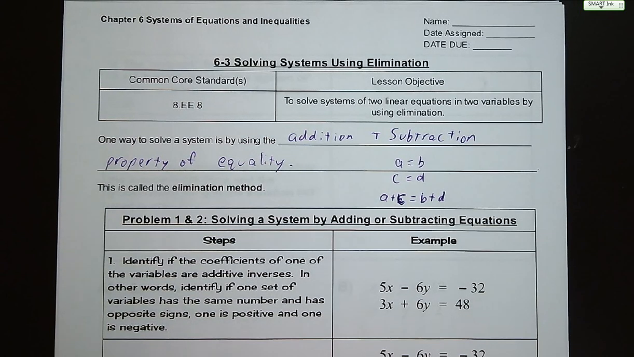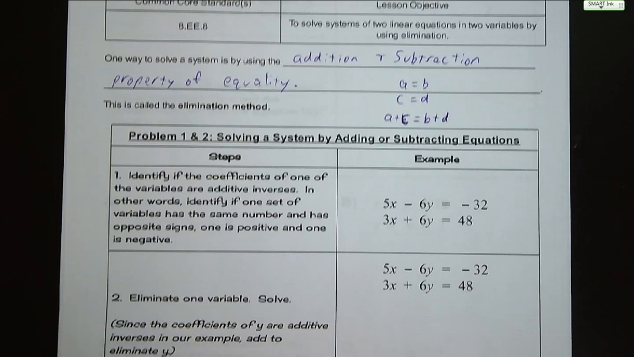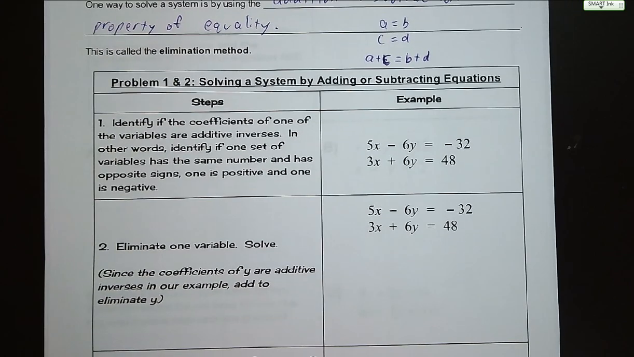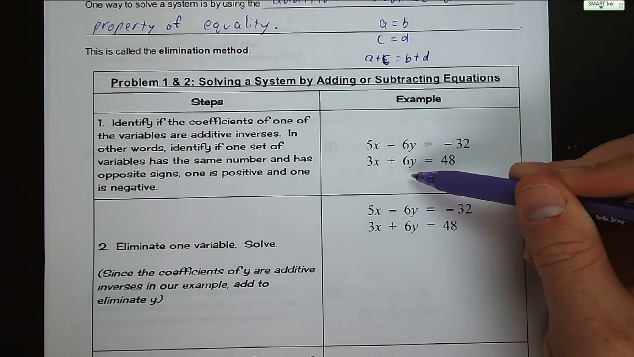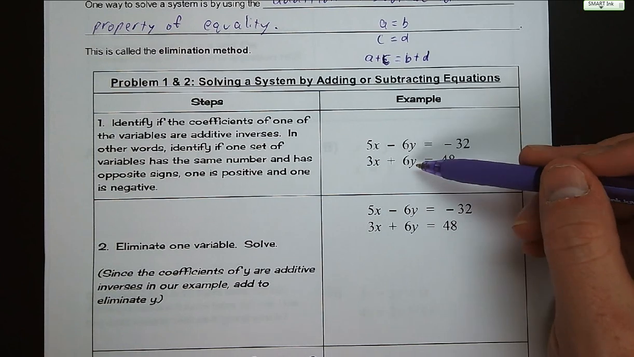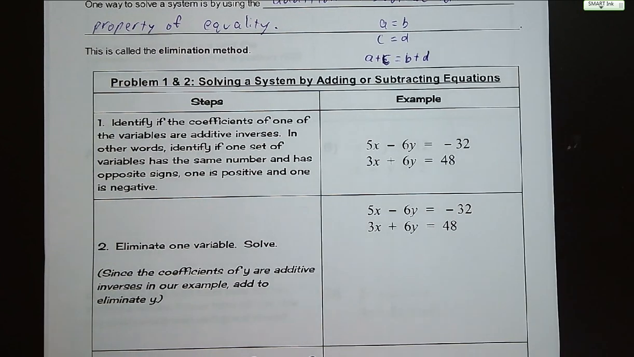So now, applying it to systems of equations. Our first step is to identify if the coefficients of one of the variables are additive inverses. In other words, identify if one set of variables has the same number but opposite signs. One is positive and one is negative. And so I see that with my two y values. One is -6, one is +6. You add those two together, it equals 0, and our y term would cancel out. So that is what we are going to do.